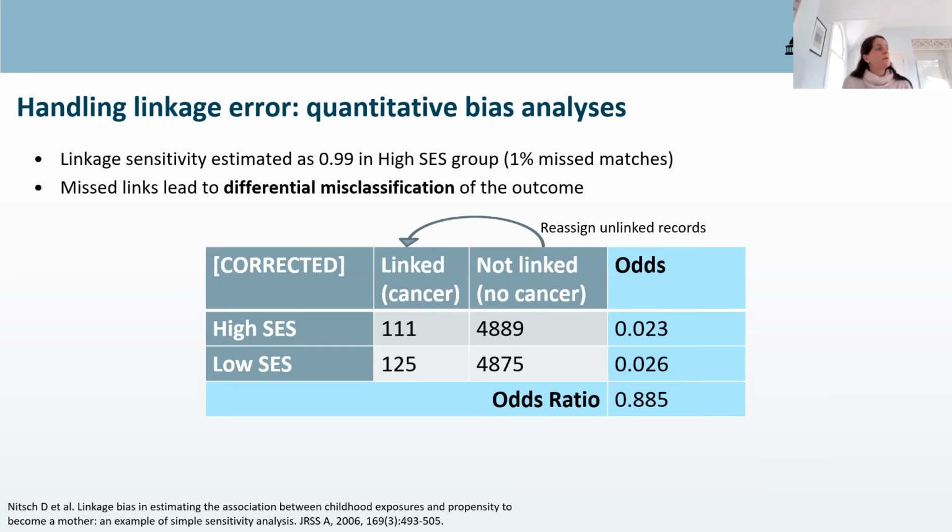So the idea with quantitative bias analysis is to use a plausible range of linkage error that we've estimated through any means, apply that to the data, and come back with a range of realistic scenarios for our outcome of interest. So it gives us the opportunity to test a range of assumptions and to see what impact different levels of error might have.